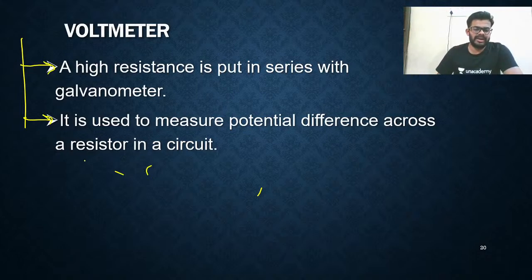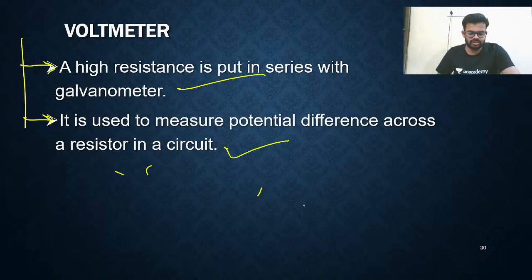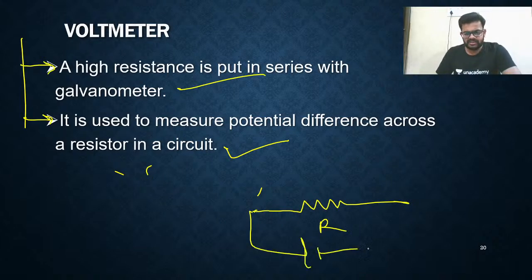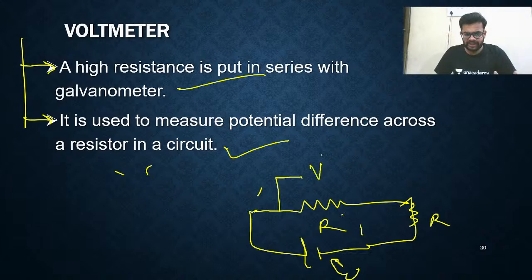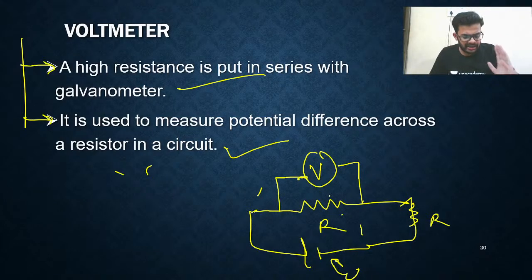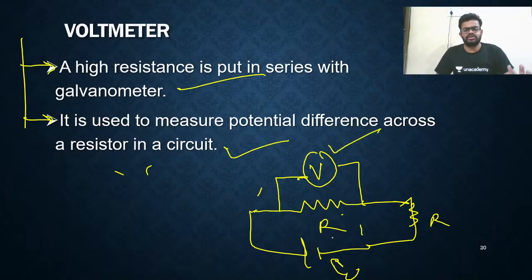So let's move, my dear friends. High resistance is over. Now this potential difference across the resistance should be measured. Let's say I have a resistance R in a circuit, and this is another resistance. Let's say this is R1, this is R2, and this is E. I want to find the potential difference across this resistance. So I'll add the voltmeter in parallel with this resistance, and I'll get the potential difference across it. That's all, nothing else.